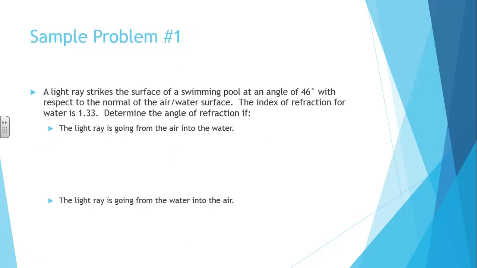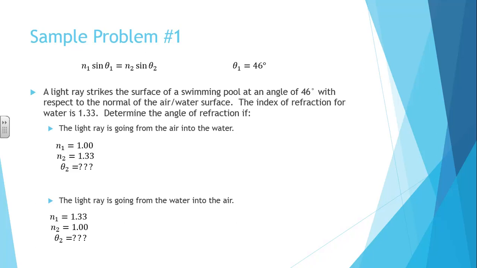The index of refraction of water is 1.33. We can assume the index of refraction of air is pretty close to 1. What we want to do is determine the refracted angle if the light ray is going from the air into the water or the light ray is going from the water into the air. So there are two ways this light ray could strike this surface. One is going from the air into the water, the other is going from the water into the air. In each case we're going to use Snell's law, and we know the incident angle is going to be 46 degrees. The only change between these two situations is that in the first situation, n1 is 1 and n2 is 1.33. In the second situation, n1 is 1.33 and n2 is 1.